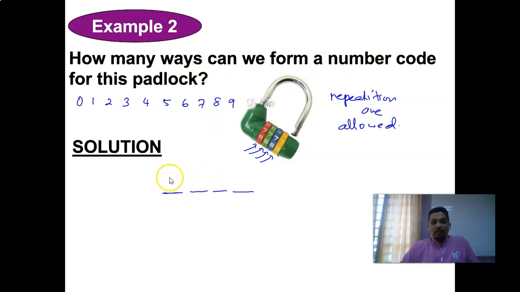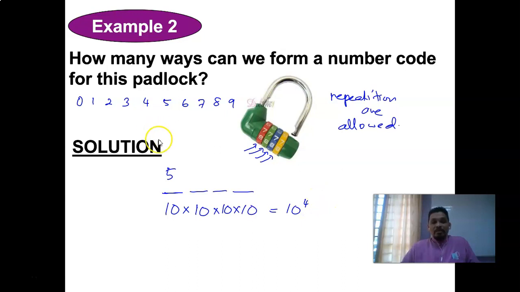For the first place, how many choices do we have? How many ways? 10. Repetition is allowed. So if I choose 5 as the first number, may I choose 5 again in the second selection? Yes, so repetition is allowed. So there are still 10 selections, another 10, and finally another 10. It is 10 to the power of 4.